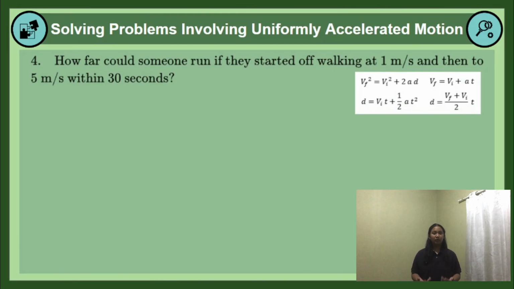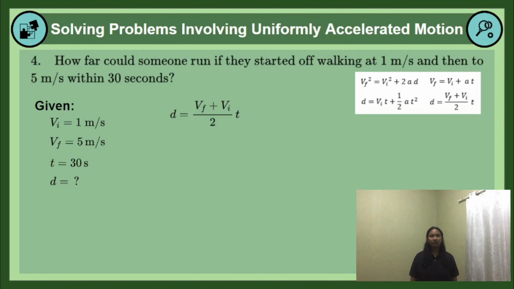How far could someone run if they started off walking at 1 meter per second and then sped up to 5 meters per second within 30 seconds? First, write the given. The initial velocity is 1 meter per second, the final velocity is 5 meters per second, and the time is 30 seconds. Based on the given, choose the appropriate formula to be used. And since the displacement is the missing value, distance is equal to final velocity plus initial velocity divided by 2 times time is the appropriate formula to be used in this problem.